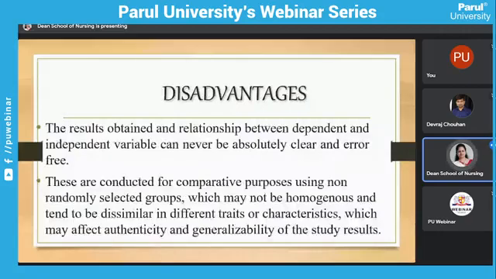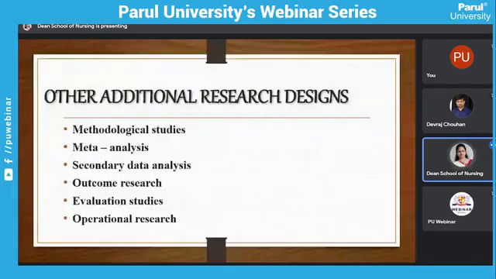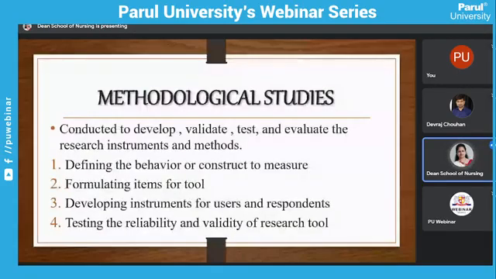Other additional research designs. Here we have methodological studies, meta-analysis, secondary data analysis, outcome research, evaluation studies, and operational research. Methodological: it is conducted to develop, validate, test, and evaluate the research instruments and methods. Here, it defines the behavior or construct to measure. It formulates items for the tool, develops instruments for users and respondents, and tests the reliability and validity of the research tool.